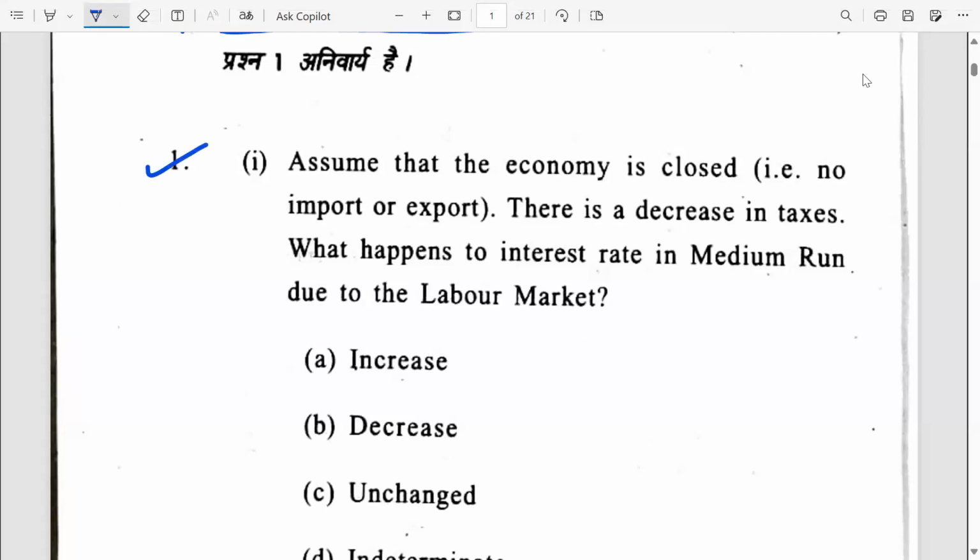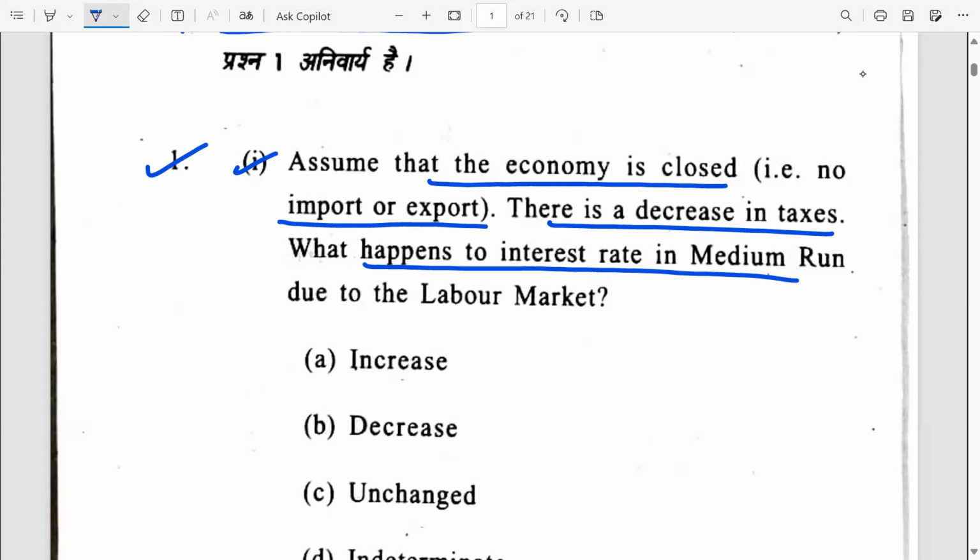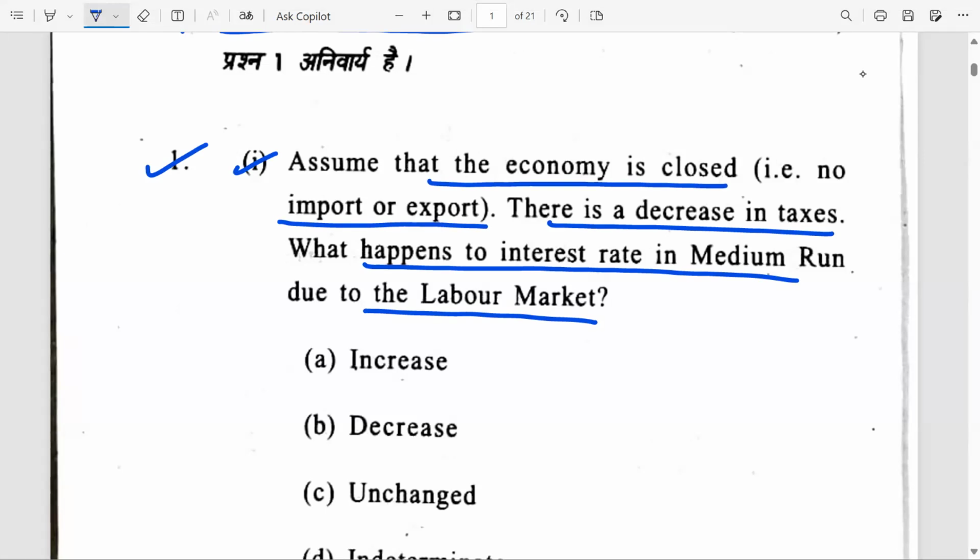Within question 1, let's look at part 1. Assume that the economy is a closed economy, which means that there are neither imports nor exports in this economy, and there has been a decrease in taxes. Now, what is going to happen to the interest rates in the medium run due to the labor market? So from the labor market side, what is going to be the impact on the interest rates? Okay, so let's come to the whiteboard to solve this particular MCQ.